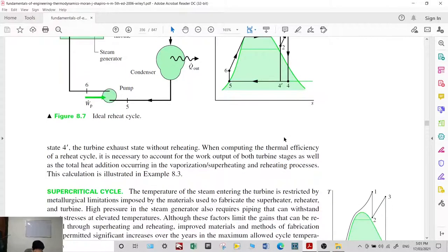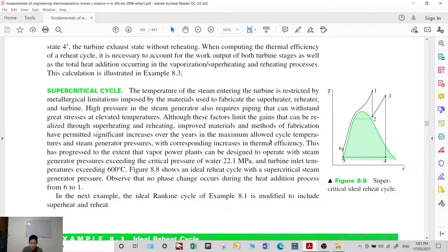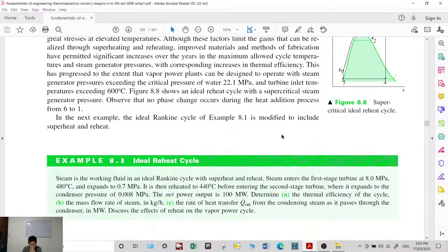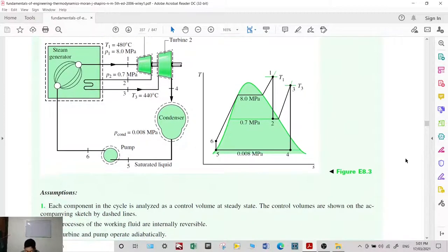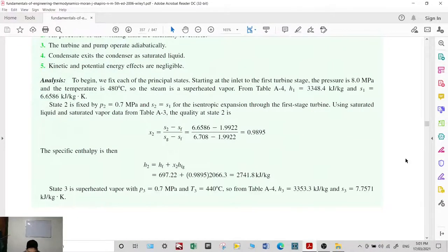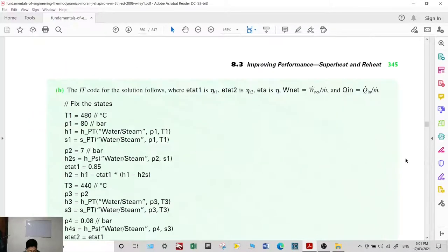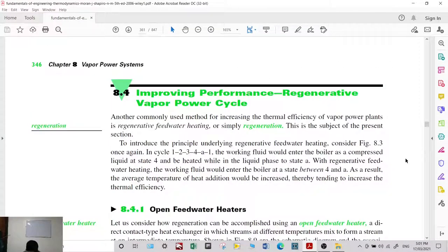We also have this supercritical cycle. Here, your pressure is beyond the critical pressure. Did you have an example here? Again, later on we will solve some of these. Okay, first let's proceed with the regenerative vapor power cycle.